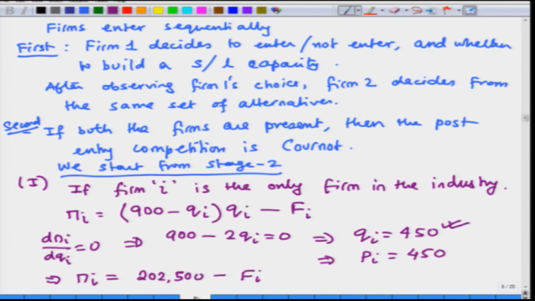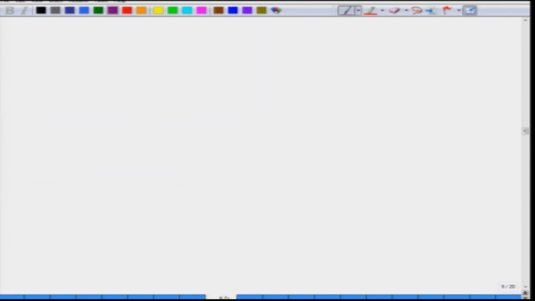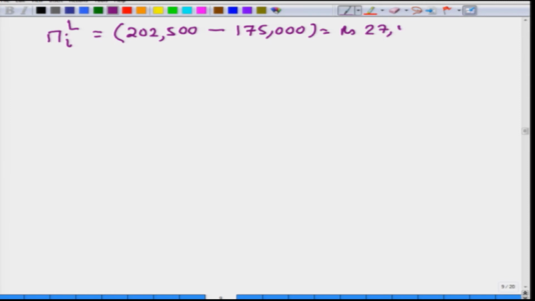So, if firm I had invested in a large capacity, its profit is going to be 202,500 minus the cost of capacity, which is 175,000, that would be rupees 27,500.